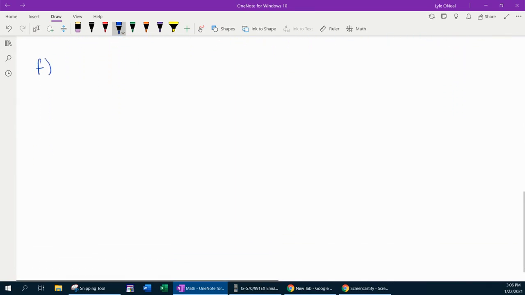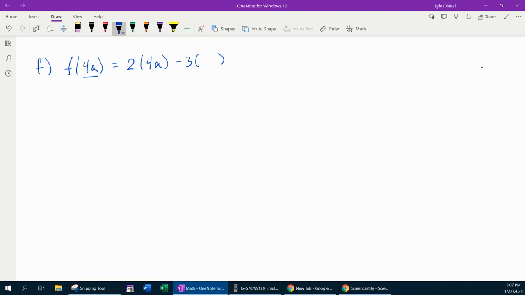Now, part F is a little bit different. Here they want us to calculate f of 4a, and this time we have a variable as part of what we're substituting. So this is a little bit different. The main difference is you're not going to be able to use the calculator to verify this. But we are going to replace every x with 4a.